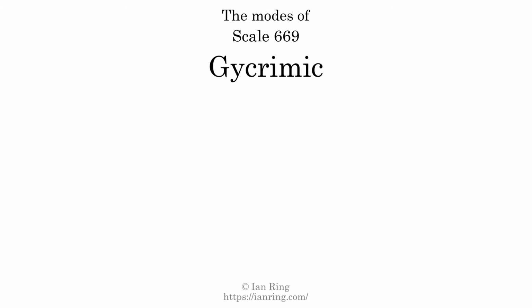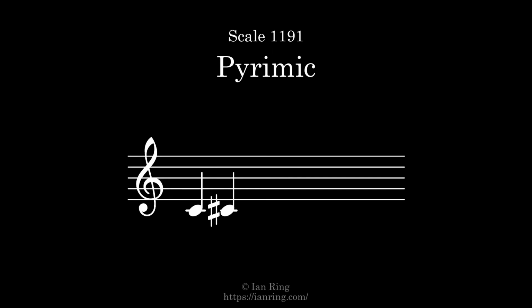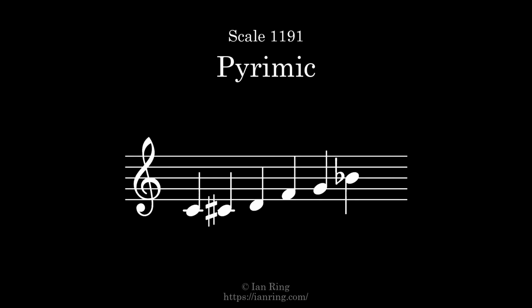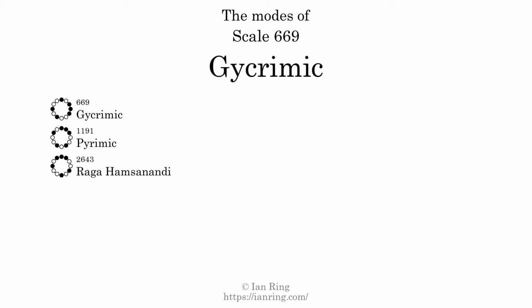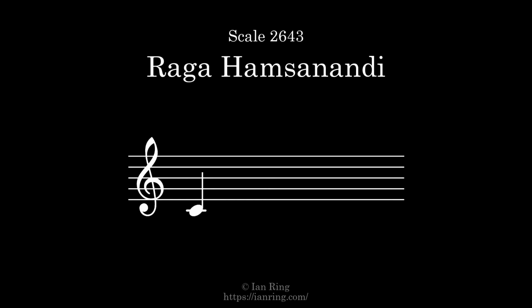This scale has 6 modes. The first mode is itself. The second mode is scale 1191, also known as Gycrimic. It sounds like this. The third mode is scale 2643, also known as Raga Hamzanandi. It sounds like this.